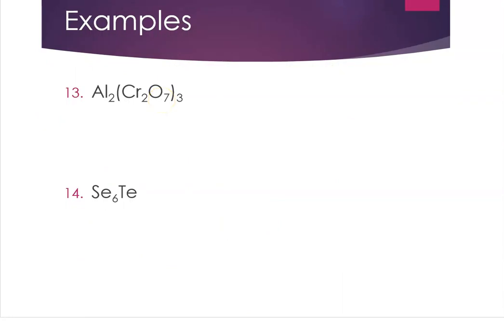Al2(Cr2O7)3. So here there's a couple different indicators that tell us what this is. First off, does it start with NH4? It does not. Does it start with a metal? Aluminum is a metal, so yes, and it's ionic. The other way that I know that is that because I have parentheses, I know that there's a polyatomic ion, and a polyatomic ion automatically means that it's ionic.